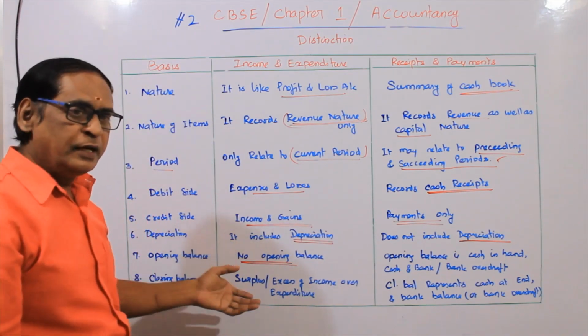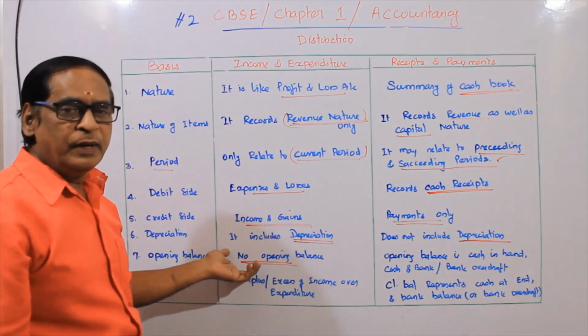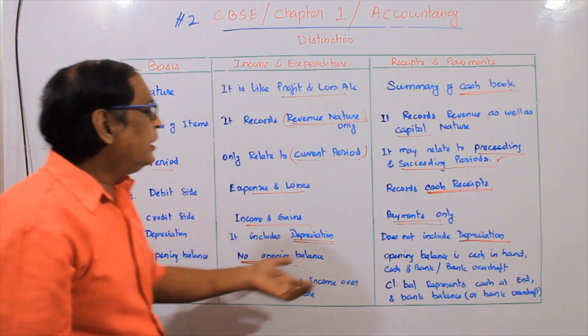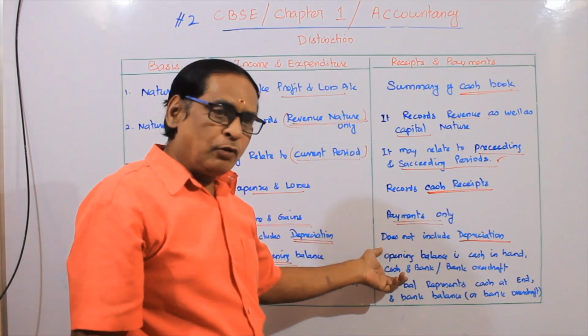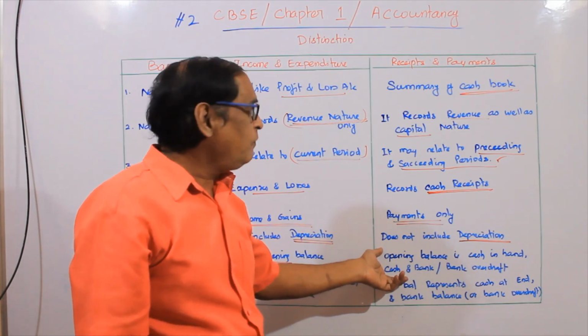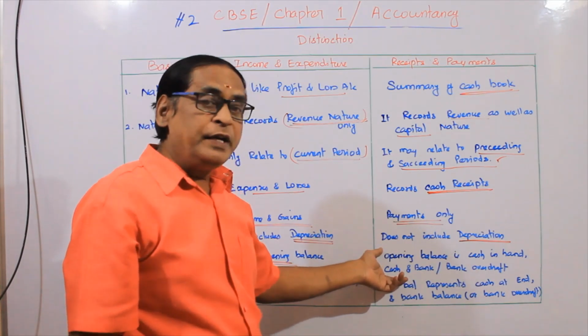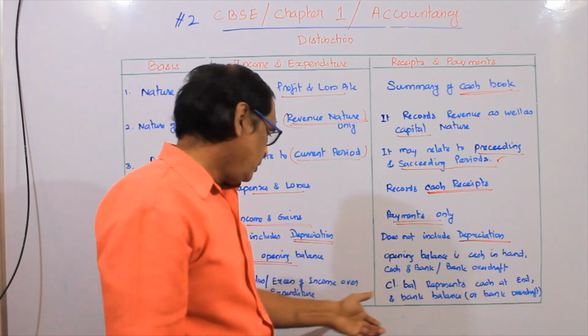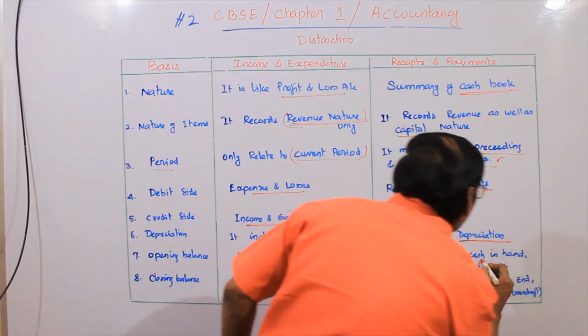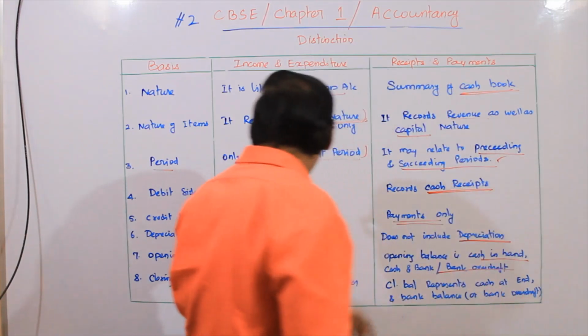Only expenditure and incomes will be entered. No opening balance. Understand? Here there is an opening balance, either cash opening balance or bank opening balance. It will be entered in the debit side of receipts and payments account. If it is an overdraft, it will be entered in the credit side of receipts and payments account. So there will be an opening balance here.